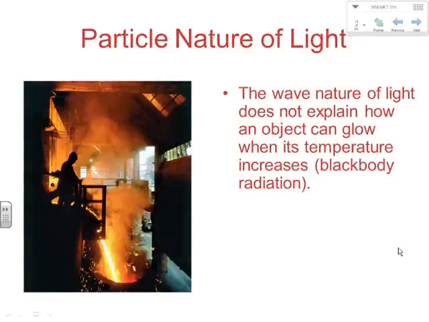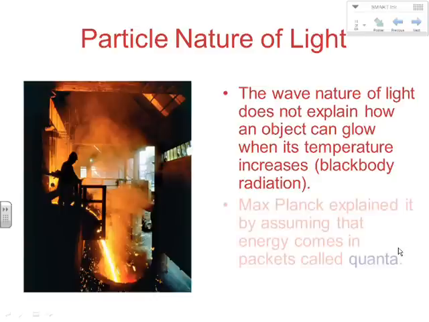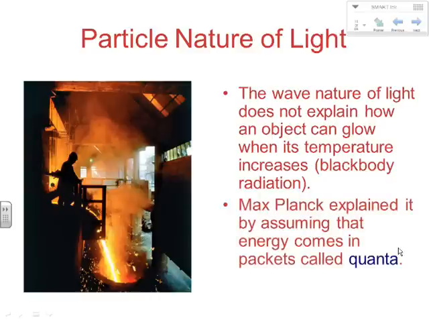Now, the first person that we're going to look at here that did this was a man named Planck. So the wave nature of light really couldn't explain how an object can glow when its temperature increases. And this is known as black body radiation. Max Planck explained it by assuming that energy comes in little packets or bundles called a quantum of light.